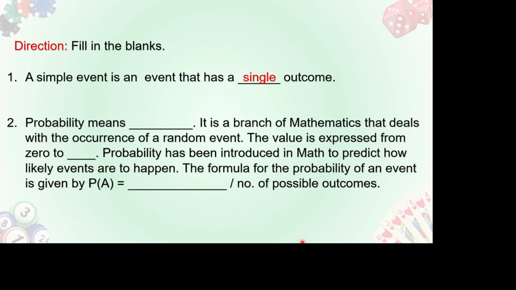Number two, probability means blank. If you said possibility, then you are right. It's a branch of mathematics that deals with the occurrence of a random event. The value is expressed from 0 to blank. What's the missing word? It is actually 1. 0 being the impossible and 1 being the number to represent certainty.